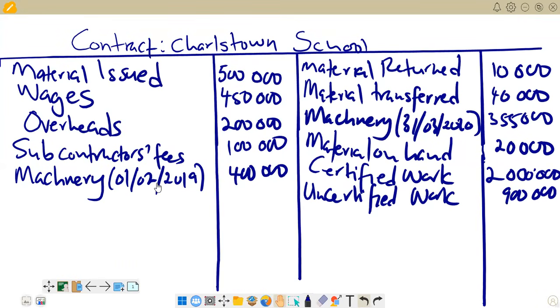Add the total for the debit side there. You're going to add 500,000, then 450,000, then 200,000, 800,000, and then 400,000. Here on the debit side, you are going to get 1,650,000. Then for the credit side, you are going to get 10,000 plus 40,000 plus 355,000 plus 20,000 plus 2 million plus 2 million plus 900,000. Here you are supposed to get 3,325,000.